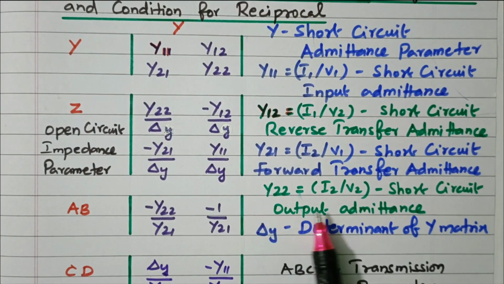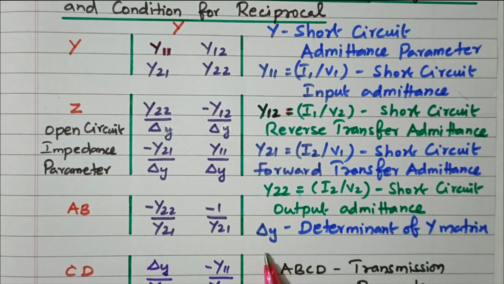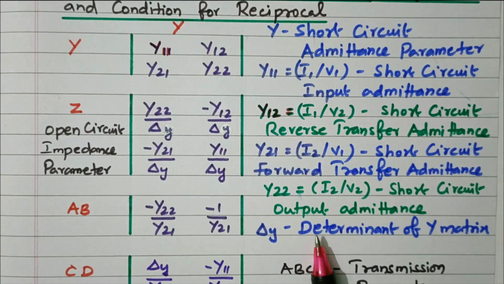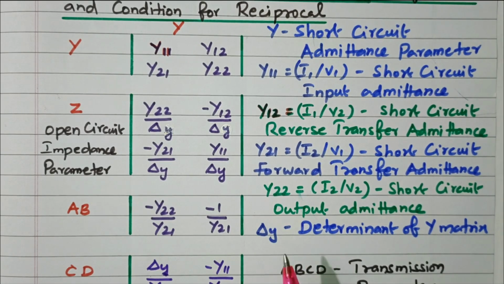Then Y22 is nothing but I2 by V2. See both are output side, output voltage and output current. So that is short circuit output admittance. Delta Y is nothing but the determinant of the Y matrix. So based on that we can go for the transformation from Y parameter to other parameters.